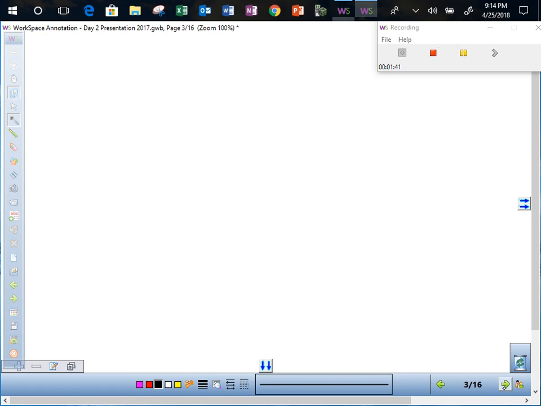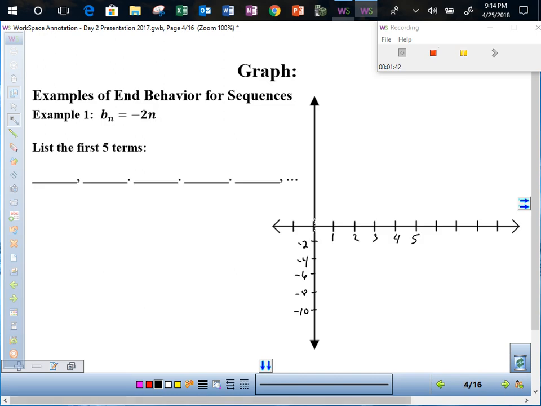So if you would, come over to your number 1. I'm going to give you the sequence that says b sub n is equal to negative 2n, and what I'd like to do is list the first 5 terms. Well, little things that I know about this. This is a geometric sequence. As I plug in 1, my first term is negative 2. When I plug in 2, I've got negative 4. When I plug in 3, I've got negative 6, negative 8, and negative 10.